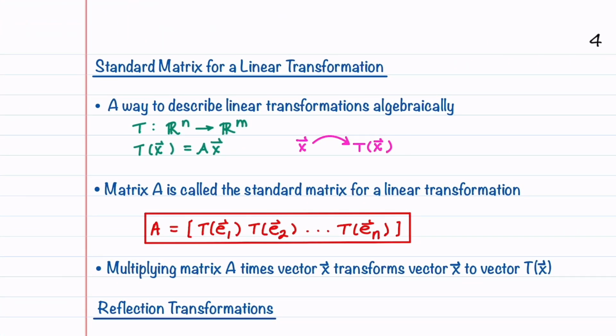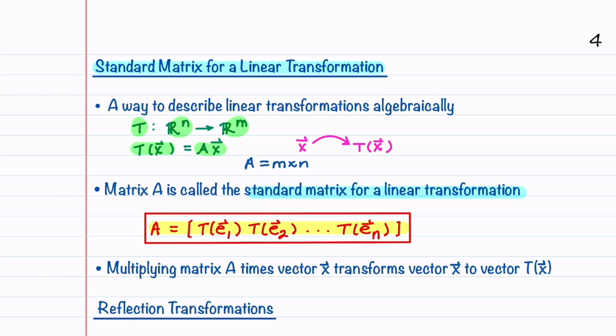We're going to use standard basis vectors to find the standard matrix for a linear transformation. This is a really important concept to remember. If we have a transformation T that maps vectors in Rn to vectors in Rm, we can write T of x as equal to A times x, where our matrix A is an m by n matrix. This matrix A is called the standard matrix for a linear transformation. I've written this down here in red, and this is a formula that you definitely want to remember.